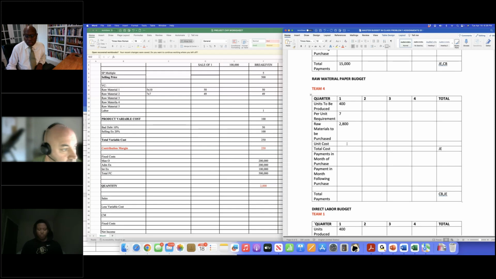So what's our total cost going to be? Well, 7 times 2,800. 19,600. How much? 19,600. Okay, 19,600. We're only paying how much of this? 75%. So how much are we paying in this quarter?